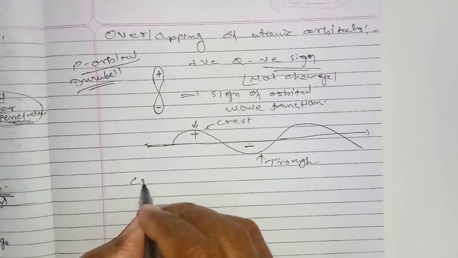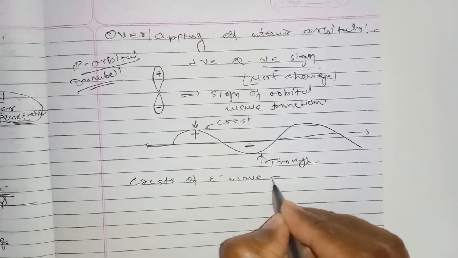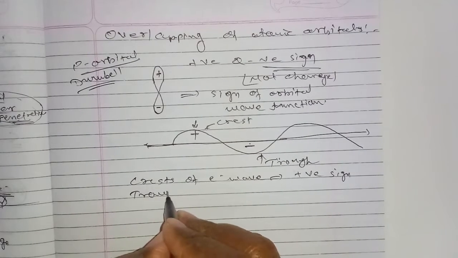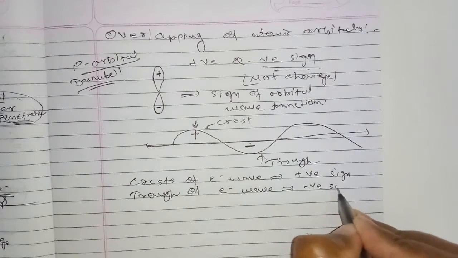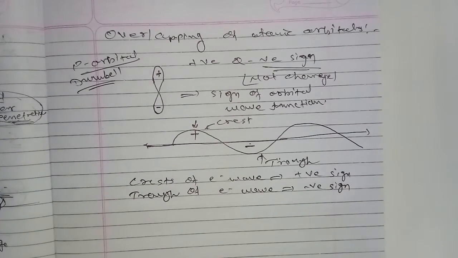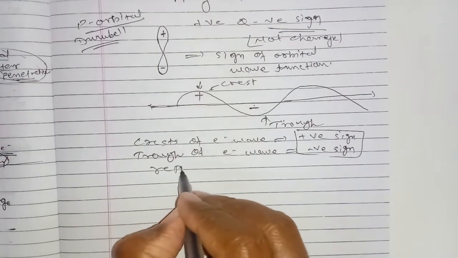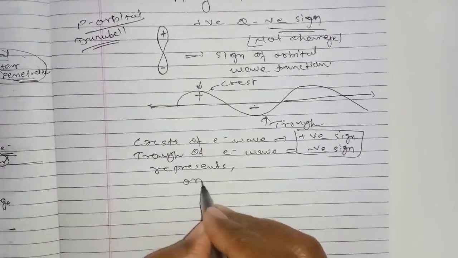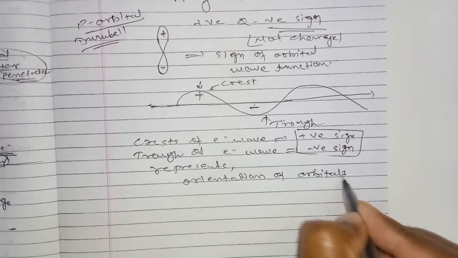The crest of the electron wave is the positive sign and the trough of the electron wave is the negative sign. So the positive and negative signs represent the orientation of orbitals.